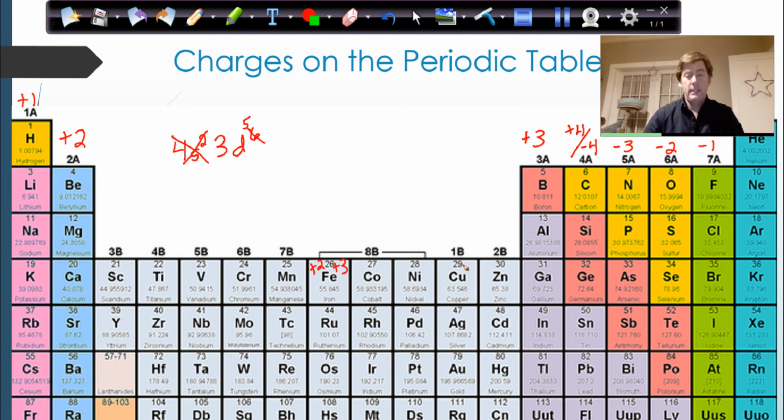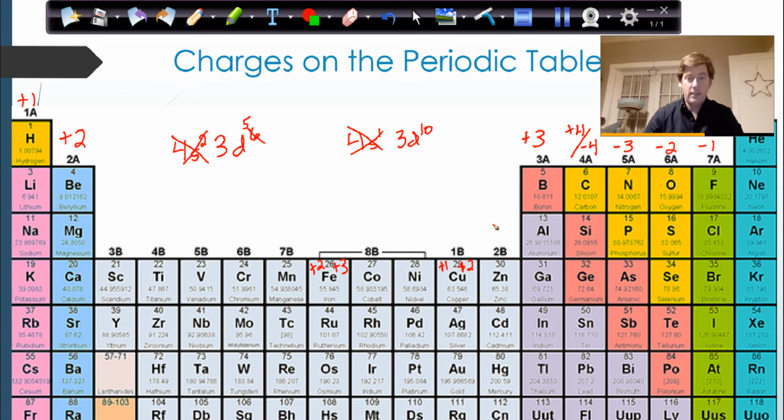Now, copper, we look in that position, oh, it's D9. Oh, we know it's going to be 4S1 and 3D10, right? And so it can lose that 1 in the S and be a positive 1 charge. That one that it borrowed from the S is kind of right on the edge there, and sometimes it can lose that 1 there also. So sometimes it can also be a +2. So copper can be a +1 or a +2.